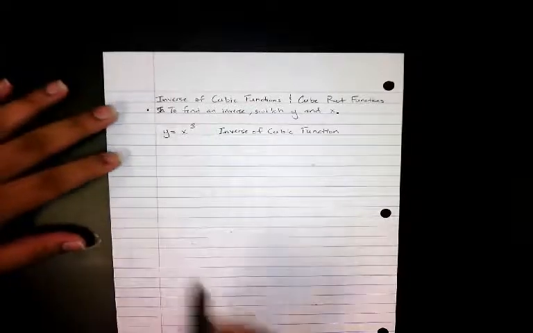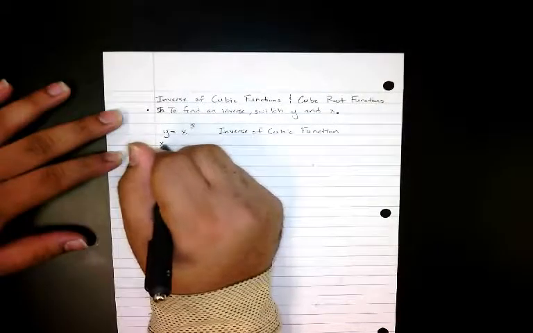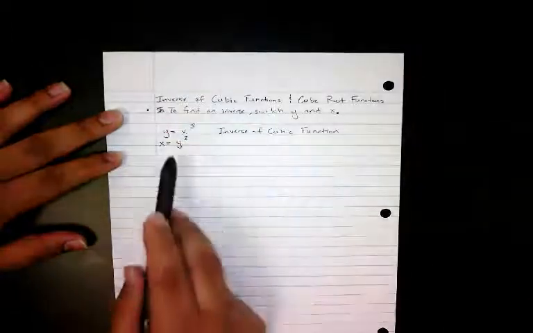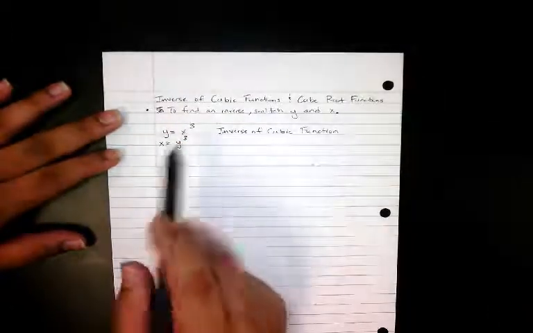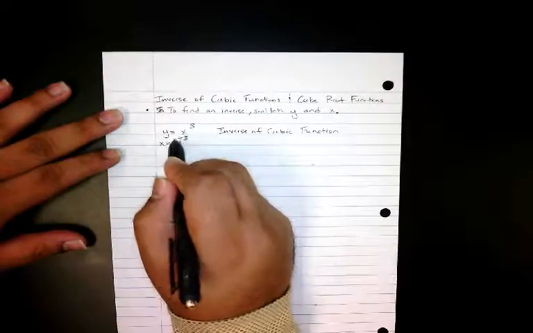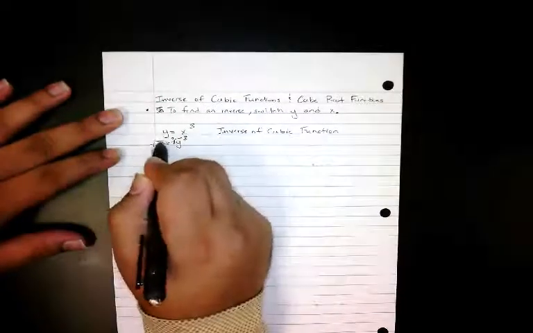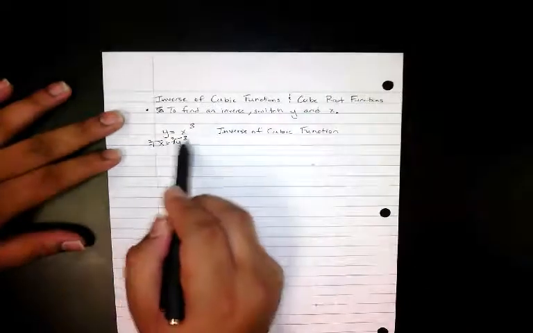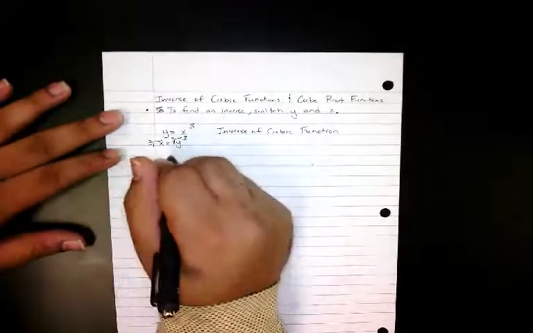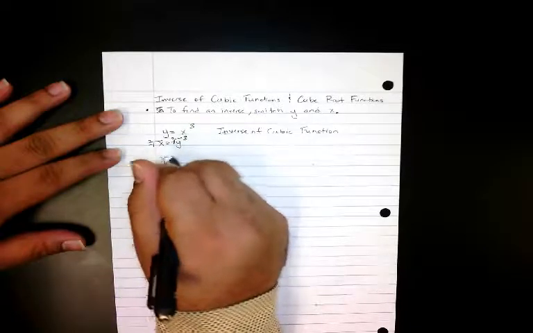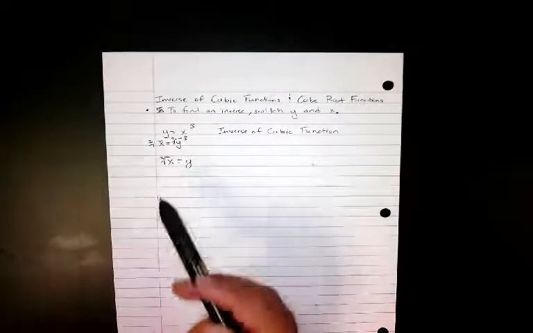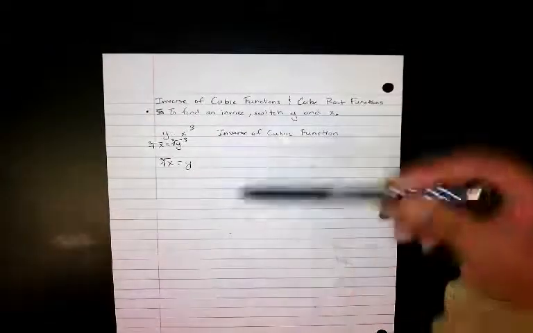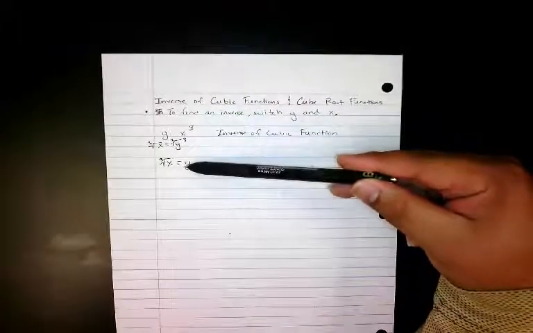Well, I got to flip them to find the inverse. So it should be x equals y cubed. I got to get y by itself. To get y by itself, you just take the cube root of both sides. This cancels out, so you're left with the cube root of x equals y. So what do we notice about that? It looks exactly like a cube root function, our parent function of a cube root, right? So we did the inverse of a cubic function, and it ended up being the cube root function.